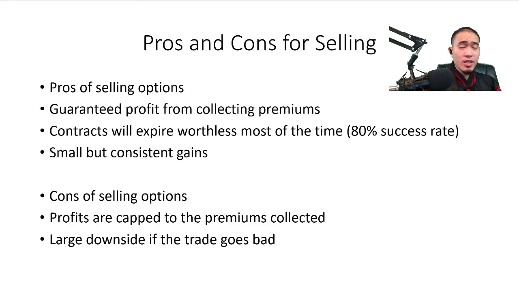Now let's talk about selling options. Let's start with the pros. There is guaranteed profit from collecting premiums. So it doesn't matter which way the trade goes, whether it's good or bad, you are going to collect your premiums no matter what. So as I just said, when you're buying options, there's a 20% success rate. On the other hand, when you're selling options, the contracts will expire most of the time worthless. So therefore, you will have an 80% success rate. Selling options will give you small but consistent gains.